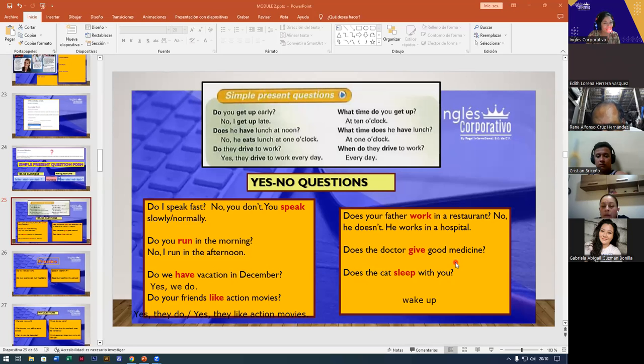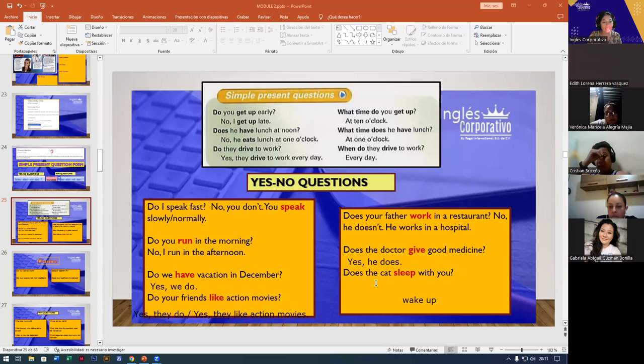Now, does the doctor give good medicine? Possible answer? Gabriel, Abigail, can you give us an example of an answer, please? Veronica, possible answer, please. Does the doctor give good medicine? Affirmative or negative? Affirmative. Okay, go ahead. Say it. Yes, he does. If the answer is short, then you finish in the auxiliary. That's all right. Good one.